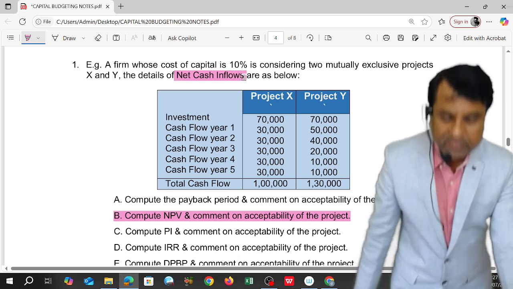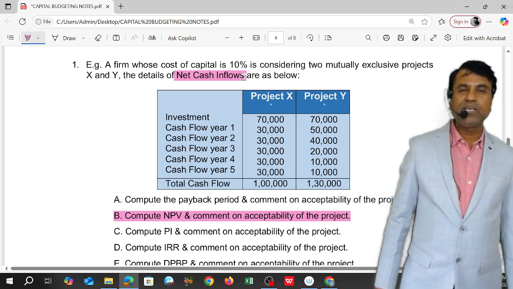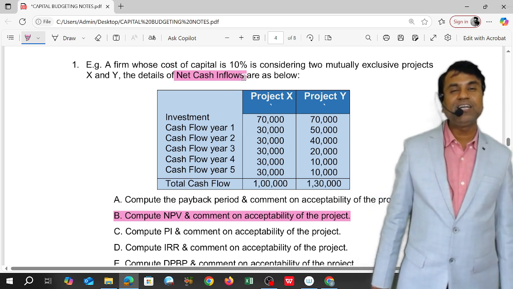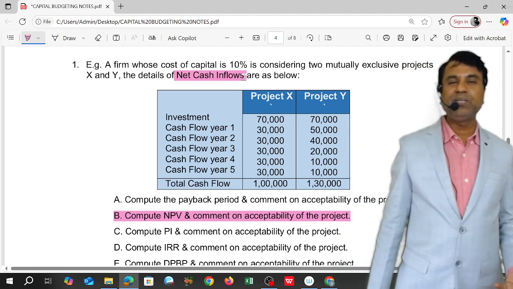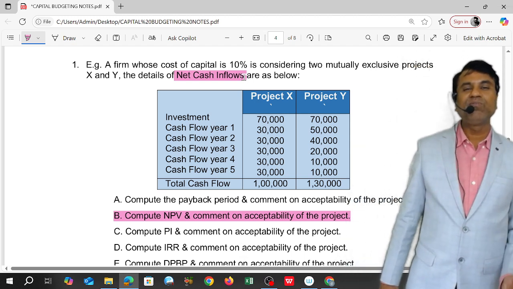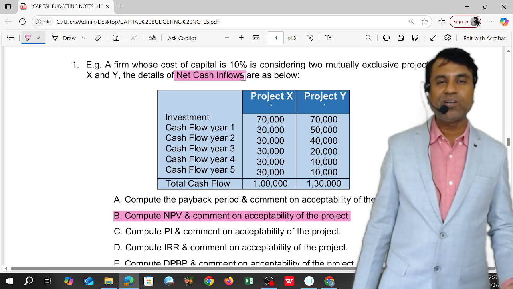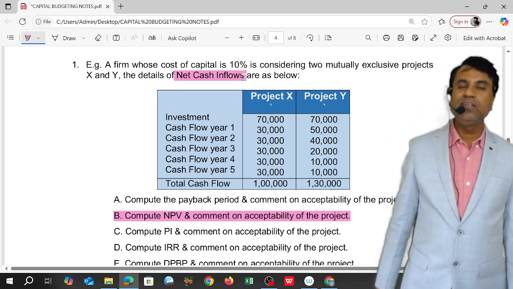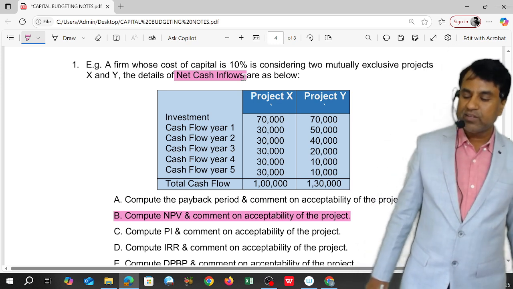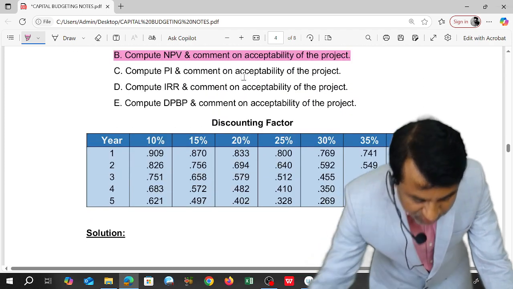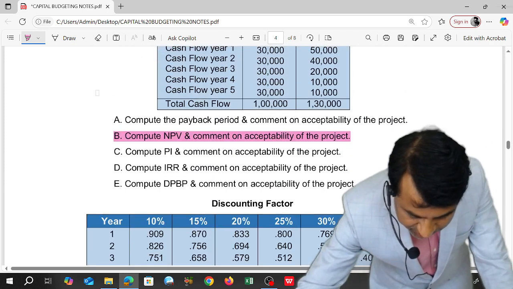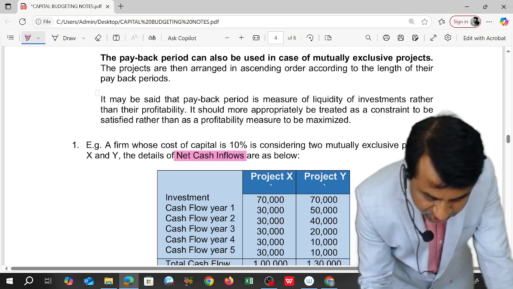So our task is easy. We are not given cash flow before depreciation and tax. In that case, we would need to deduct depreciation first, then tax, then add back depreciation, then arrive at net cash inflows, then further multiply it with the discounting factor. But fortunately, in this example, we are given net cash inflows. So let's consider them as they are, and those are at 10%. The cost of capital for the project is 10%, which you can see here.